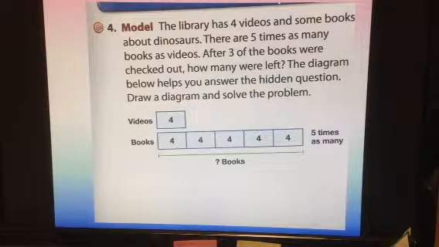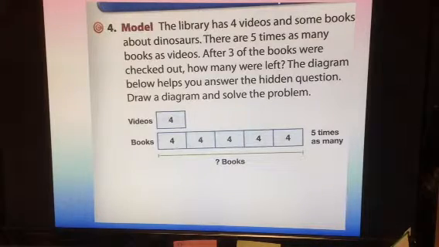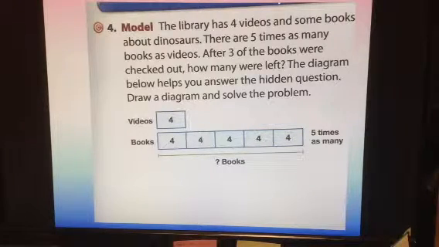Last problem we did as a class. The library has 4 videos and some books about dinosaurs. There are 5 times as many books as videos. After 3 of the books were checked out, how many were left? The diagram below helps you answer the hidden question. Draw a diagram, we skipped that part, and solve the problem. We solved it as a class.